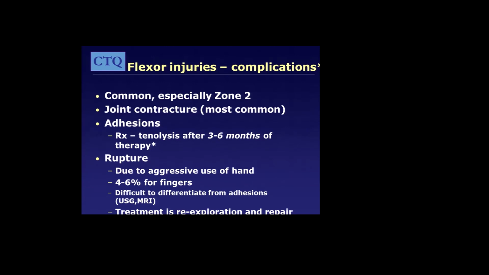Complications after zone 2 injuries are joint contractures. If you get adhesions that fail to respond to conservative treatment with therapy, a tenolysis after 3 to 6 months can be helpful. Rupture of the repair is common, mostly due to aggressive use of the hand or poor compliance. It can be difficult to differentiate from adhesions, and as such, ultrasound or MRI can help. If you have established the presence of a re-rupture, obviously surgical exploration and repair is the key.